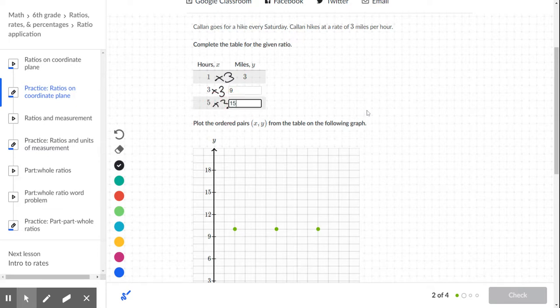I now need to plot these points. We plot points in X, comma Y. That's the order that we plot them in. X comes before Y in the alphabet, so we make sure that our X's go before our Y's.